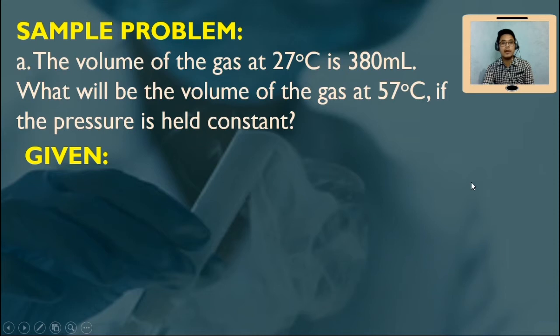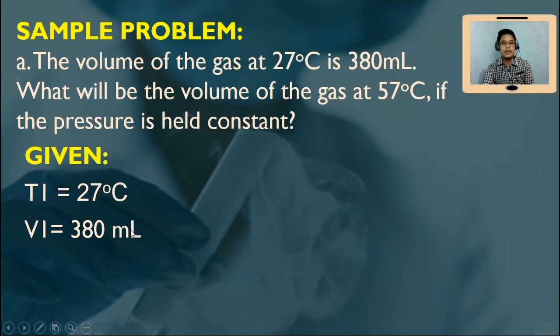Okay, so list down natin yung mga given. So we have T1 is equal to 27 degrees Celsius. V1 is 380 milliliters. T2 is 57 degrees Celsius. And then our unknown is V2 which is our final volume.